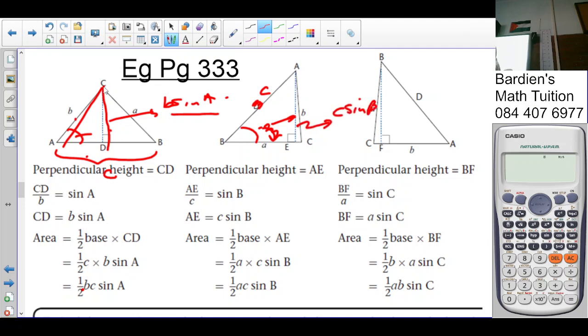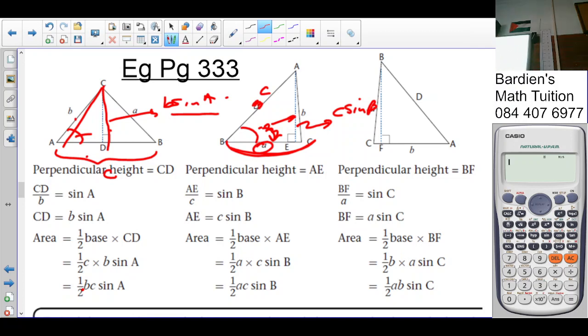So how do we calculate the area of this triangle? It's half base, which is a, times perpendicular height, which is c sine B. So it's half a times c sine B, which is half ac sine B. Look at the third case, same story.